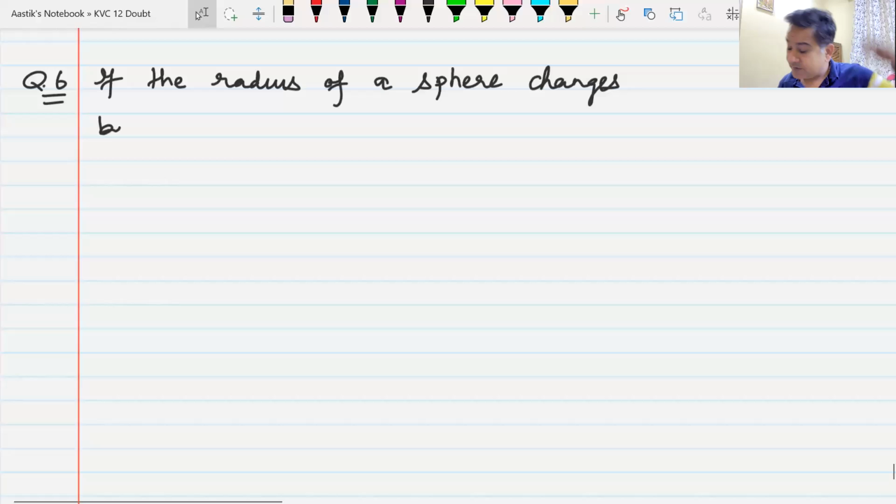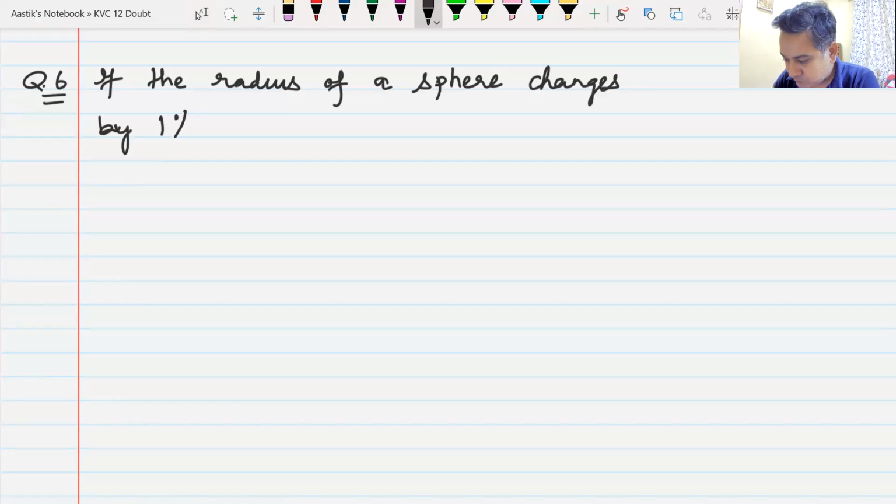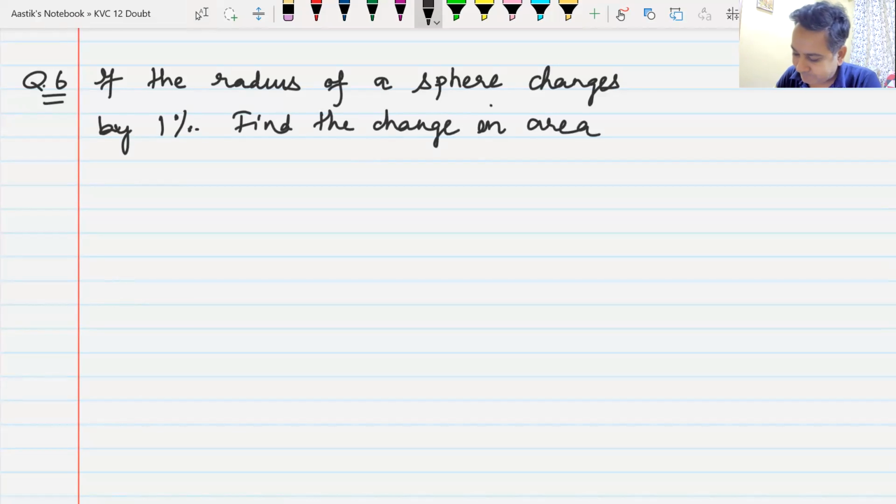Okay, the change. If the radius of a sphere changes by, let us say, 1%, find the change in area and volume. To the difference between the question.